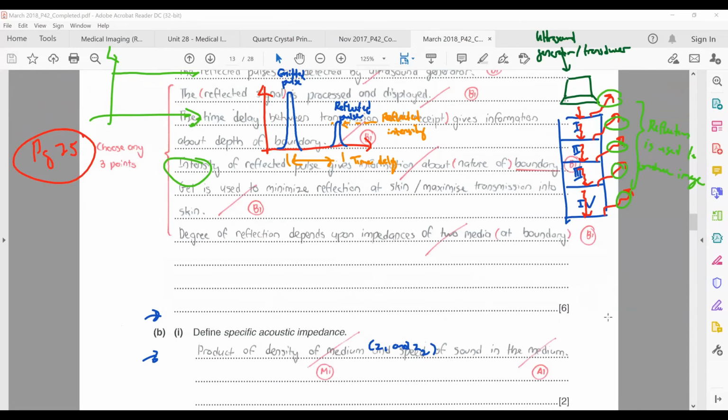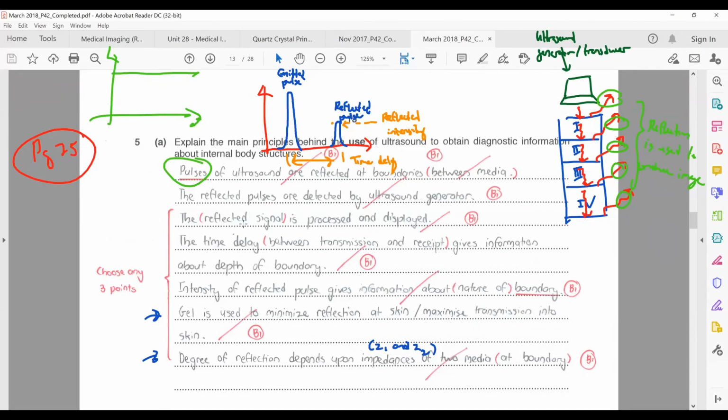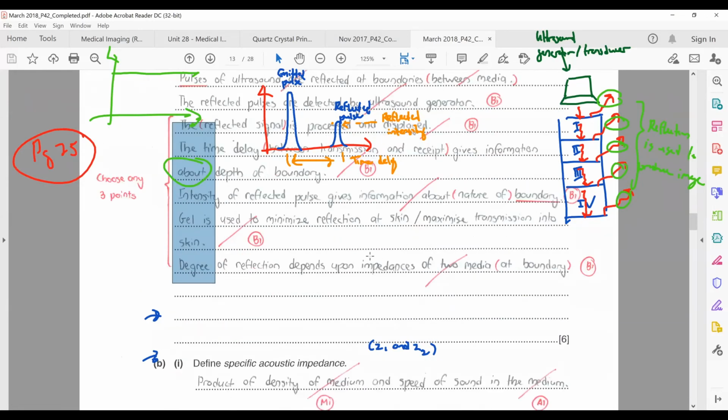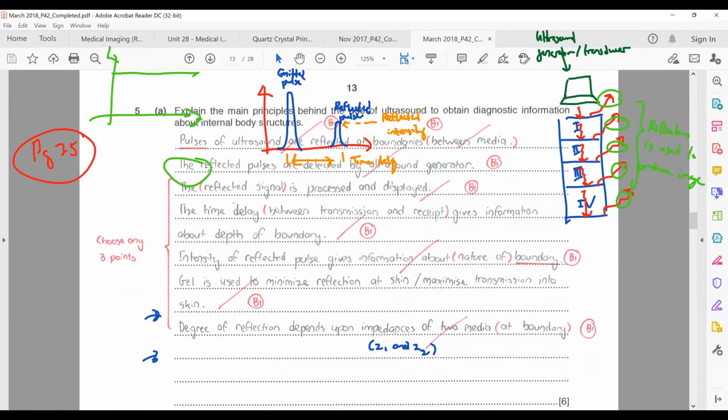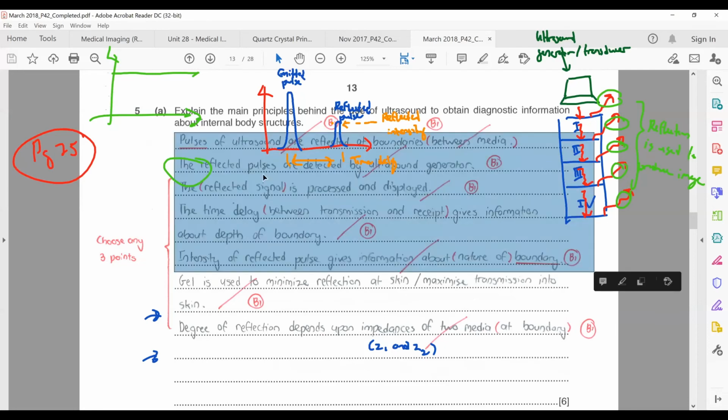This one is only worth 6 points. You can choose any one of these three. What I've written here is actually the complete answer. The common one I normally write is the time delay and intensity of reflected pulse. If you write this, it is already the full answer. I would say the last two are really additional information.